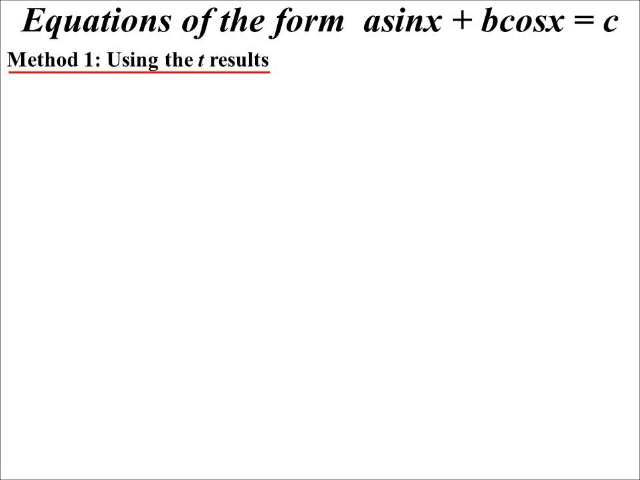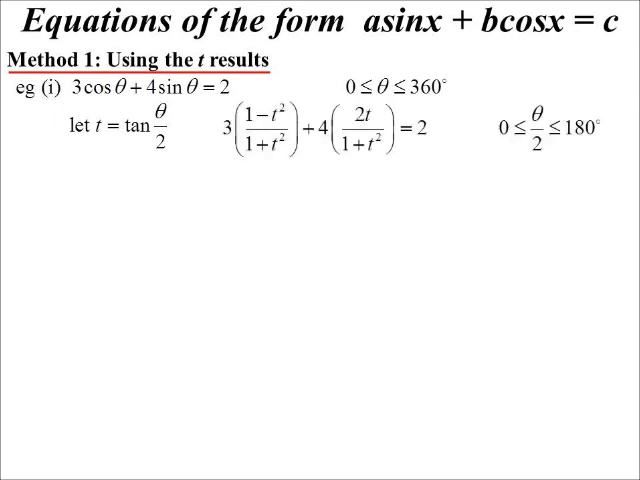What we can do is turn our trig equation into a polynomial equation, or more specifically a quadratic equation, by using the t results. Remember, the t results will change the trig into algebra. So we'll use this example: 3 cos theta plus 4 sin theta equals 2. If I use the t results, with t representing tan theta on 2, then the equation becomes this algebraic equation: 3 outside of 1 minus t squared on 1 plus t squared, plus 4 outside of 2t on 1 plus t squared, is equal to 2.